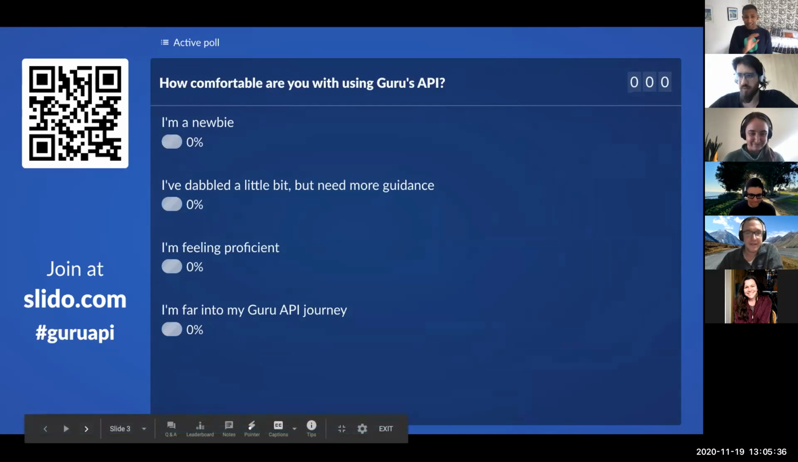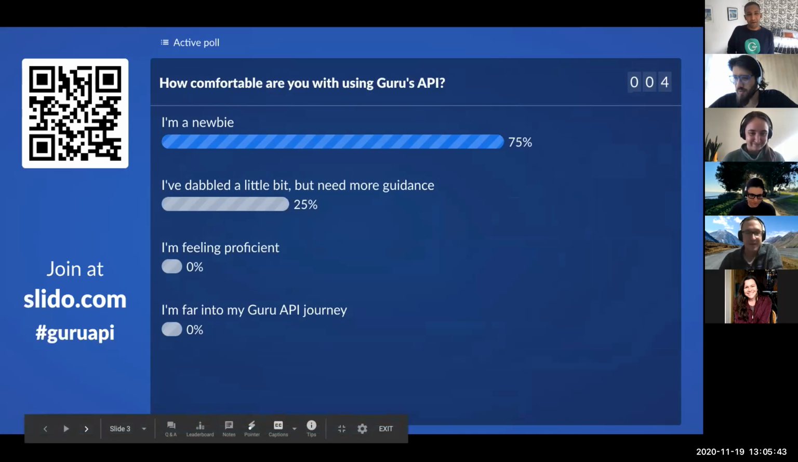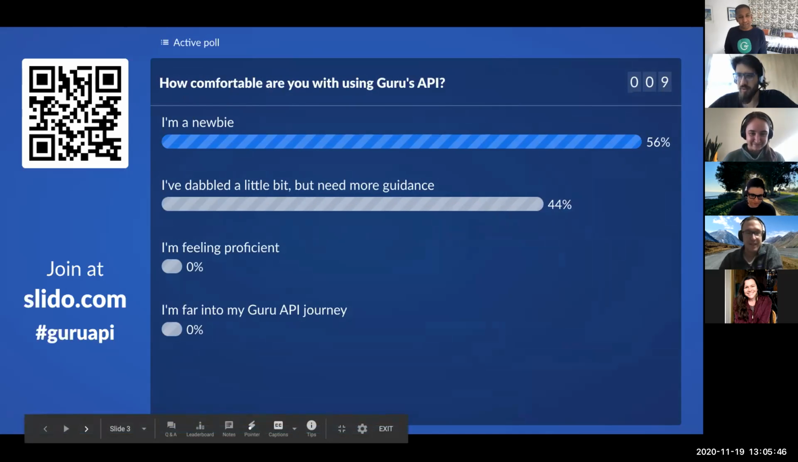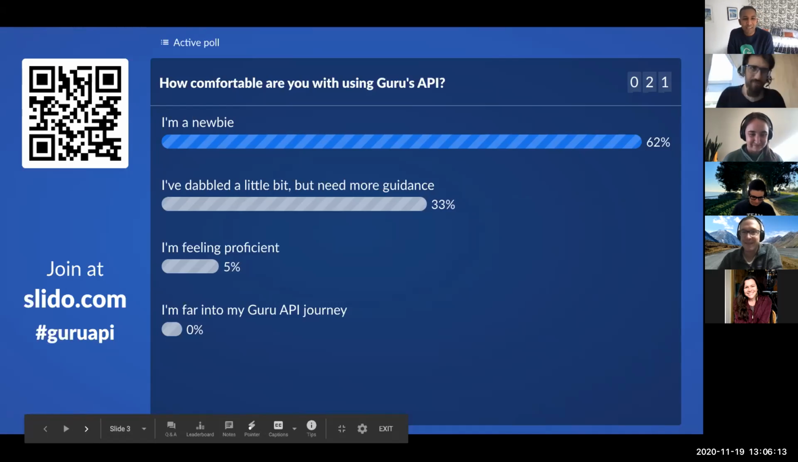As you saw on the last slide, if you're brand new to this, that is totally okay. How comfortable are you using Guru's API? Are you a newbie? You dabbled a little bit? You're feeling proficient, or you're really far into your Guru API journey? All right, most of us are newbies, and that is great. A third of us dabble a little bit, but need some more guidance. Probably one or two of us are feeling pretty proficient.